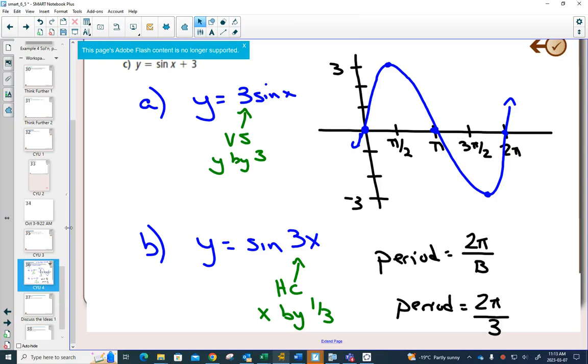So I used the formula to figure that out. Maybe you can see it with the horizontal compression as well. If your period was 2 pi and you multiplied by 1/3, does it make sense that your new period would become 2 pi over 3? The formula is there, but the formula is just an explanation of the horizontal compression.